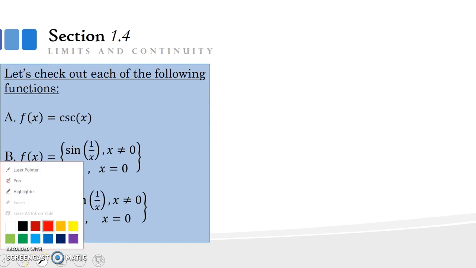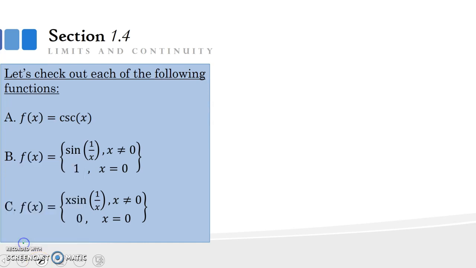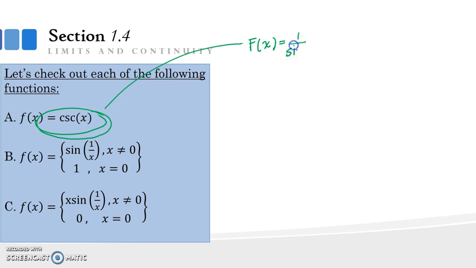So the first function that I would like to have you take a look at is cosecant of x. And this is really going to be true for any of your reciprocal trig functions and your tangent function as well. So for cosecant of x, it's easier to think about this function if we rewrite it in terms of sine. The same would be true for secant in terms of cosine.